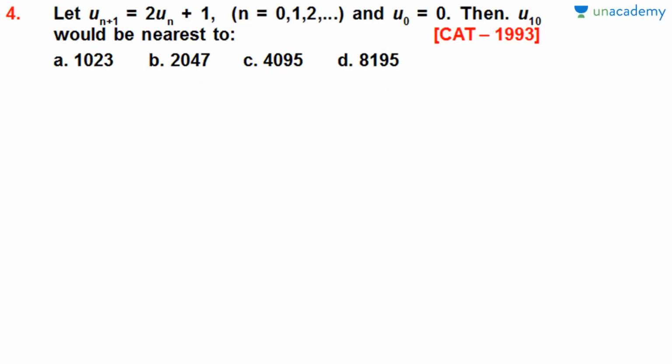Question number 4. The question is u(n+1) = 2u(n) + 1, where n is 0, 1, 2, and u0 is 0, then u10 would be nearest to. This question was asked in CAT 1993 and the options are 1023, 2047, 4095 and 8195. Okay. So we are given the value of u(n+1) in terms of u(n), and the value of u0 is 0, and we have to calculate u10.